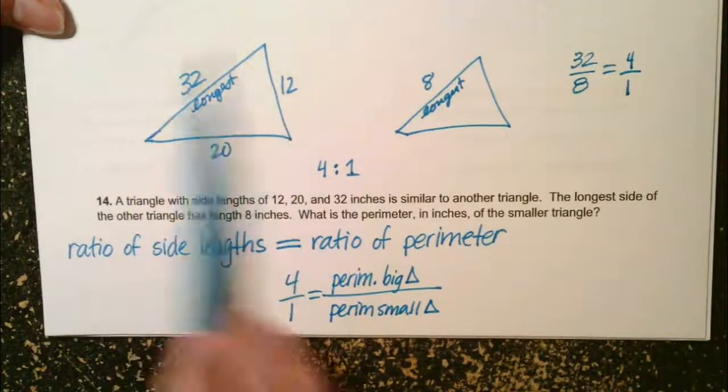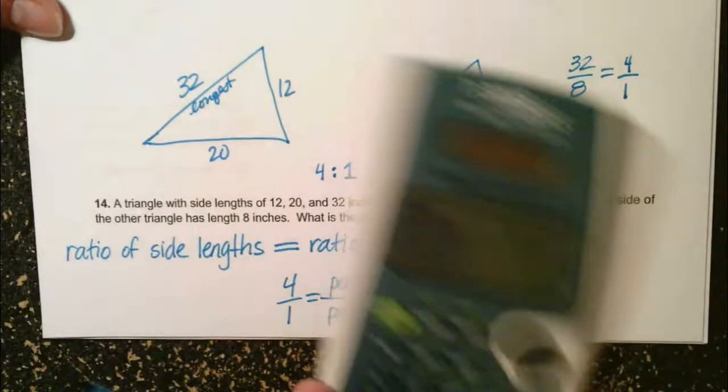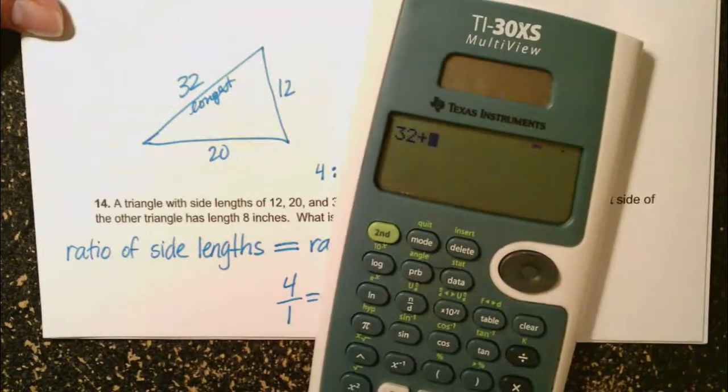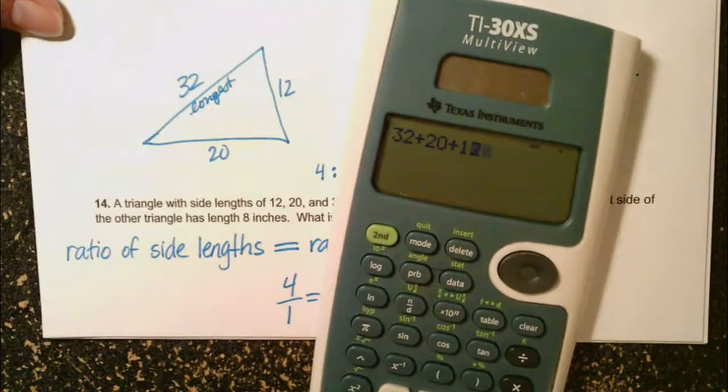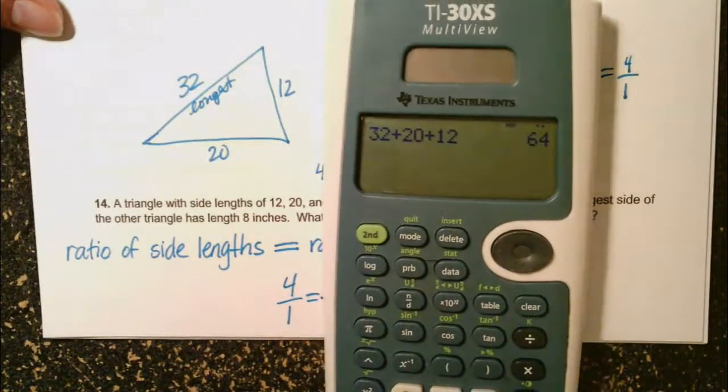So if I could find the perimeter of the big one, then I could call this X and solve. So let's find the perimeter of the big one. What is the perimeter of the big one? What does perimeter mean? It means add up all the sides. 32 plus 2 on E plus 12. The perimeter of the larger triangle is 64.